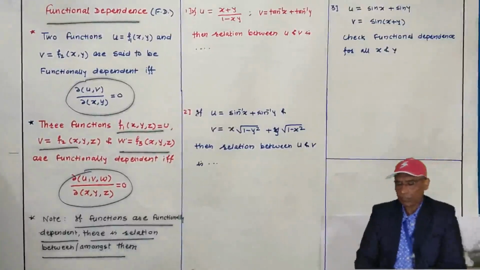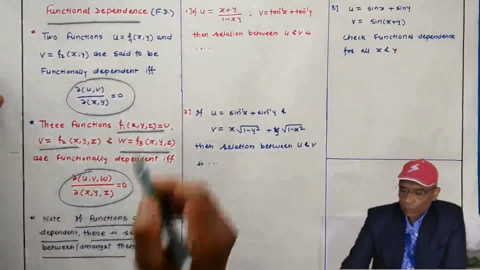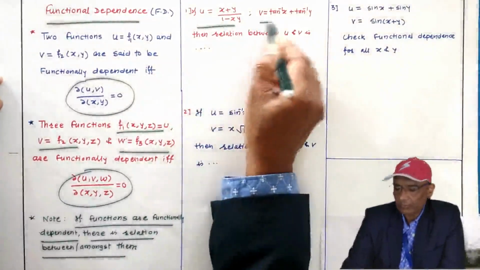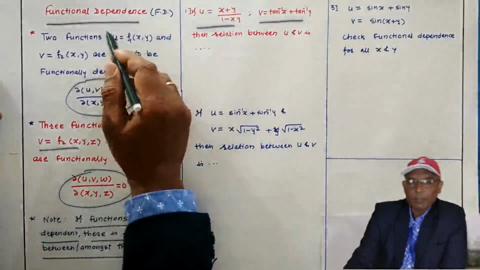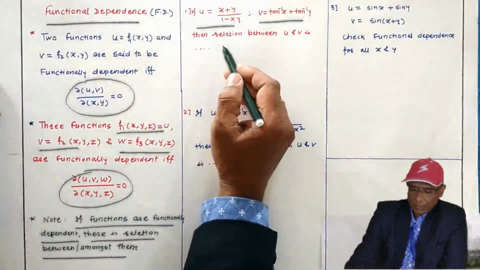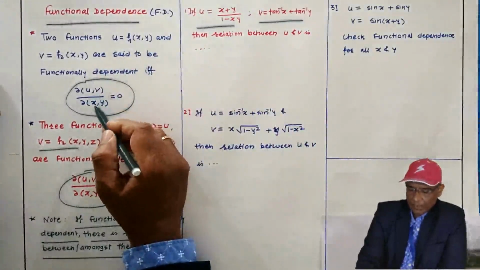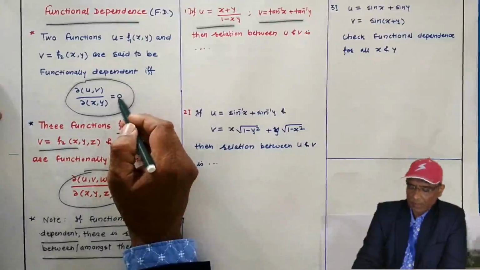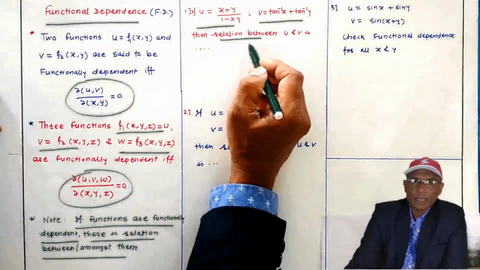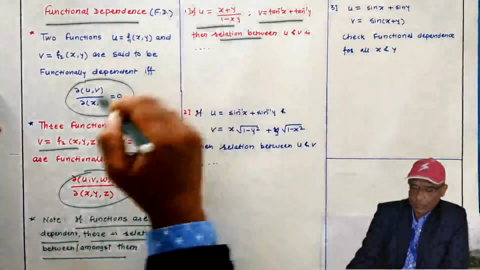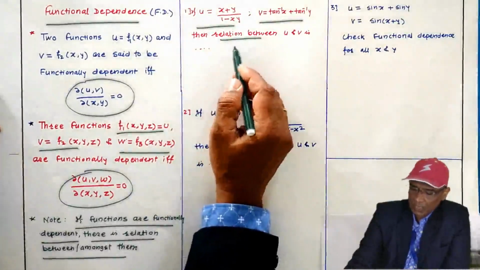Now, quickly, the first problem: u and v are given to you. Are they functionally dependent? That you can check. If del u, v by del x, y is equal to 0, then they are functionally dependent. The relation is asked, therefore it is very clear that they are functionally dependent. Its Jacobian is 0, but that is not asked, only the relation is asked.